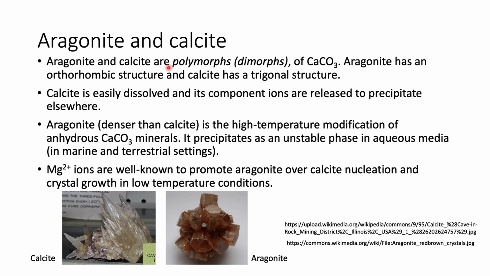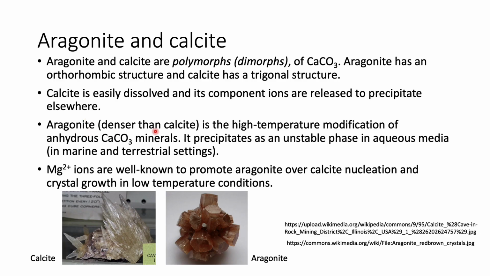So the aragonite and calcite are basically polymorphs of calcium carbonate. Rather than poly, multiple, there are only two, so these are called dimorphs. The aragonite has an orthorhombic structure and calcite has a trigonal structure. Calcite is easily dissolved and its component ions are released to precipitate elsewhere. So this is the chemical process that is happening.